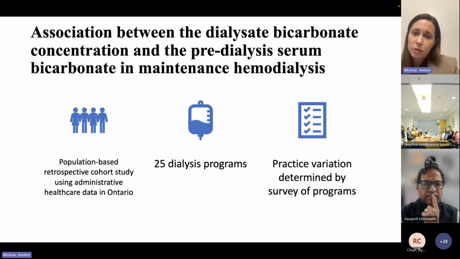We also recently looked at this using our own data from across Ontario. This is not randomized, obviously; it's observational. We were able to use ICES data to look at the association between the dialysate bicarbonate concentration and pre-dialysis serum bicarbonate concentration. And we determined the dialysate bicarbonate practice by surveying the various dialysis programs across the province. And we took advantage of the natural practice variation that exists across Ontario to look at this.